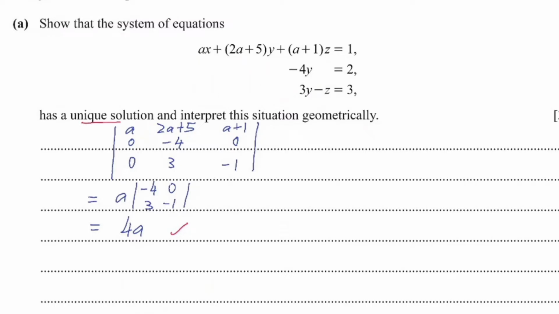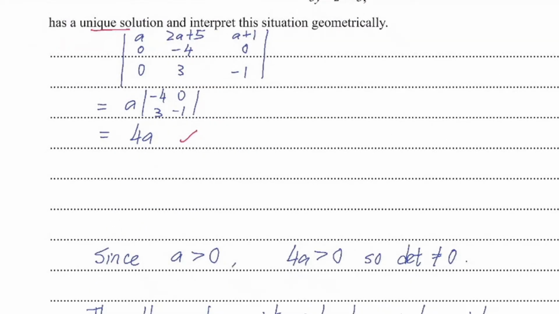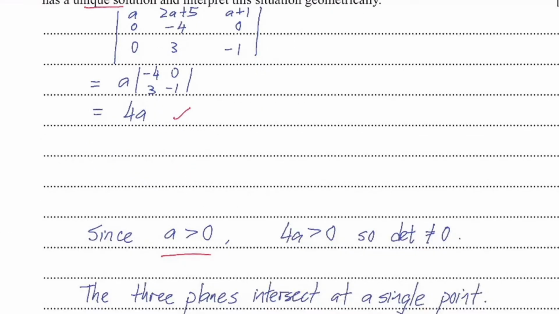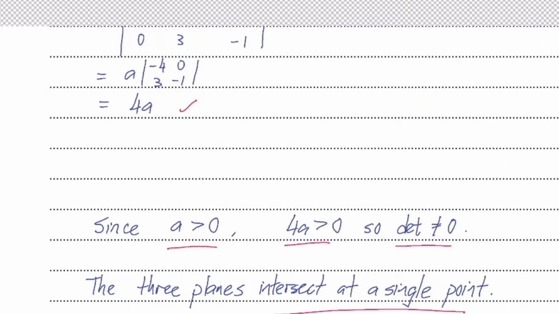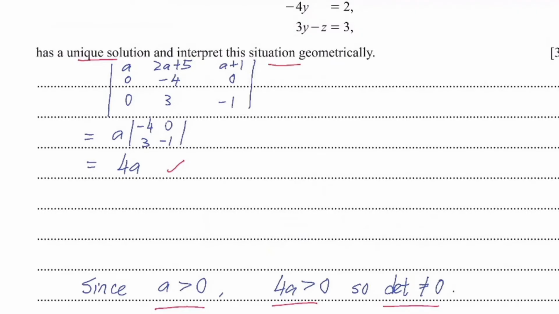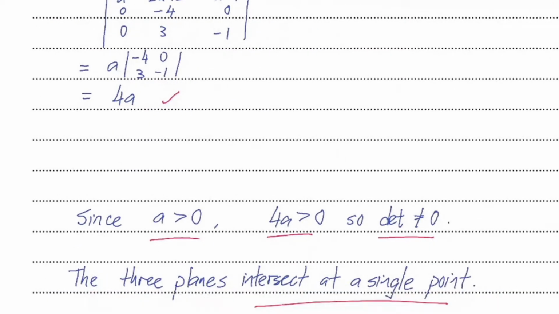We need to explain it. Because the given value of A here is positive, so 4A is also positive, so we cannot have the determinant equal to 0. If the determinant will never be 0, the three planes here must intersect at a single point. So they ask us to interpret this solution geometrically. We need to mention how the three planes look like.